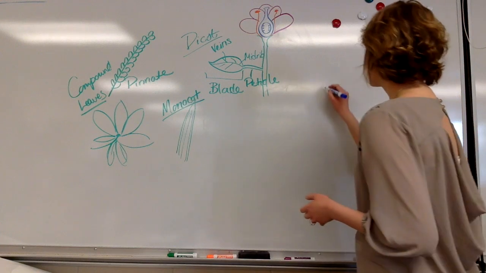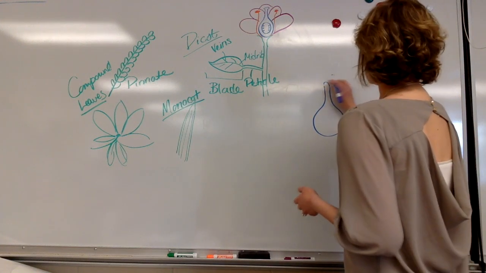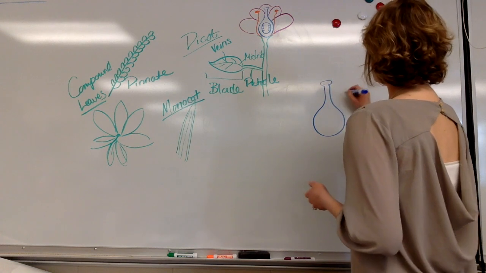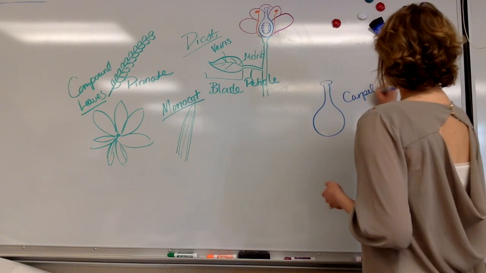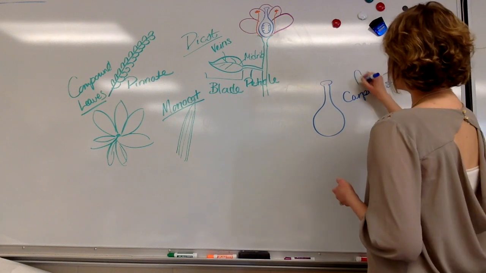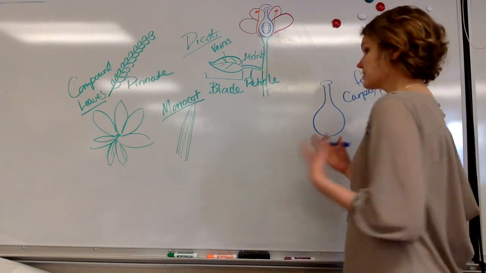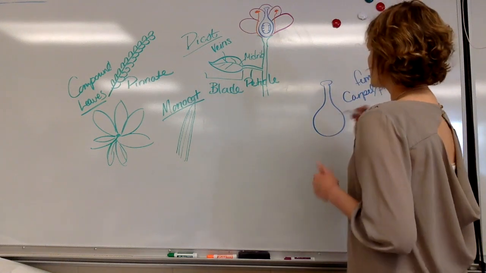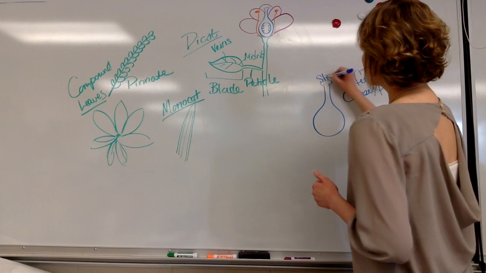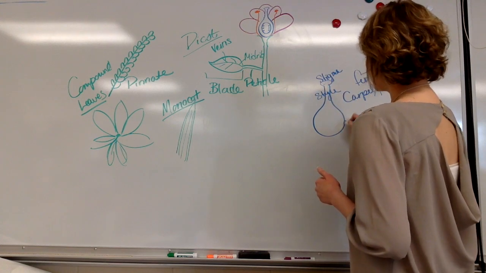So we have the carpel, sometimes called the pistil. This is the female part of the plant. Now, the female part of the plant, the carpel, consists of 3 different parts: the stigma, the style, and the ovary.